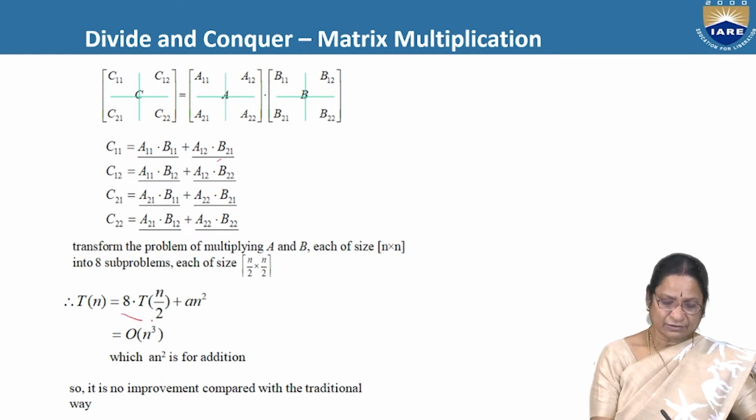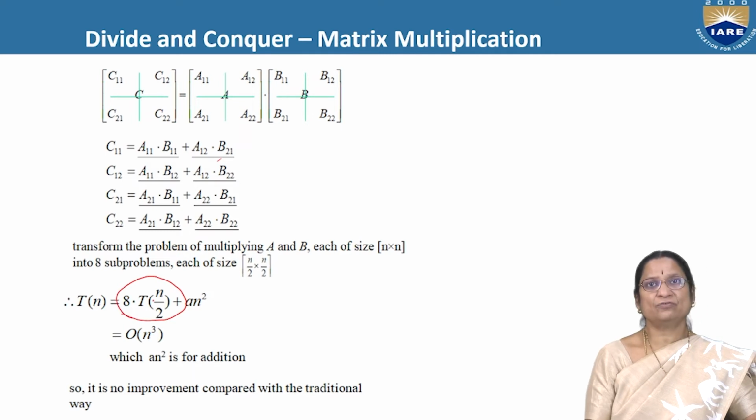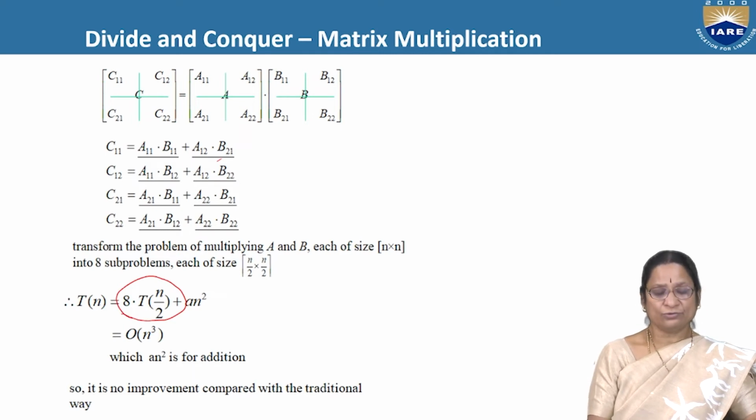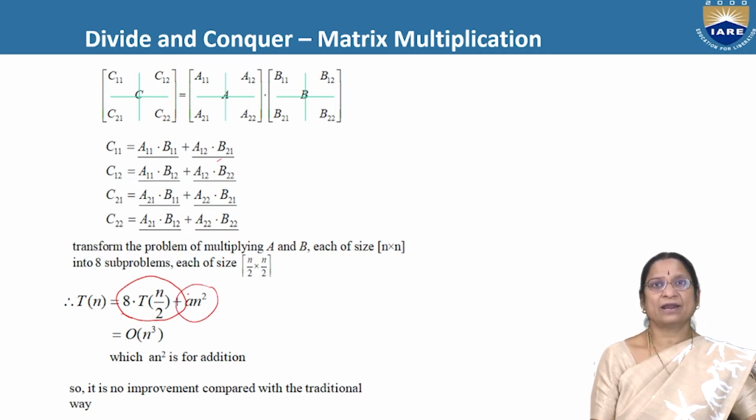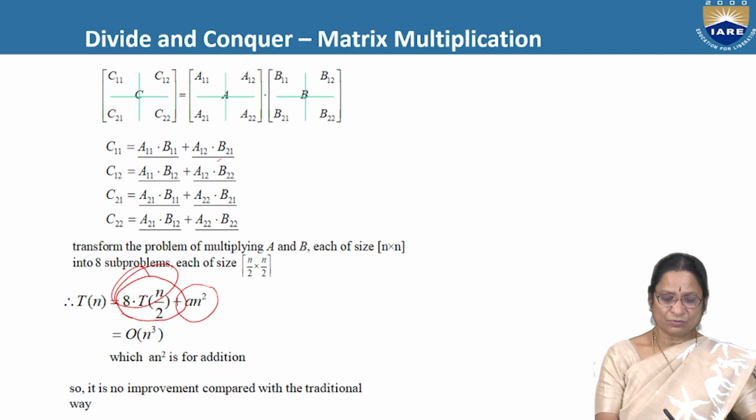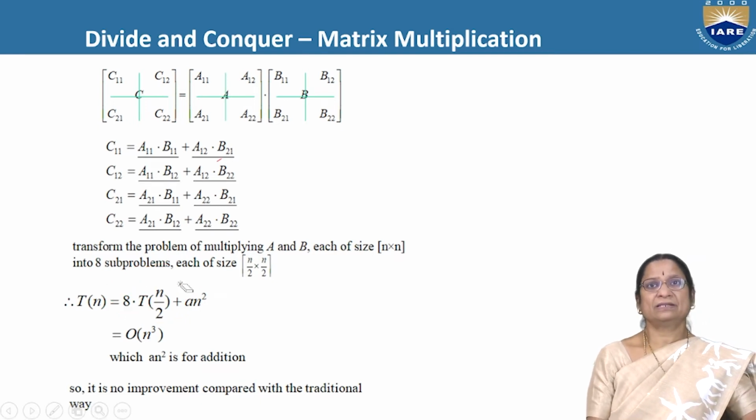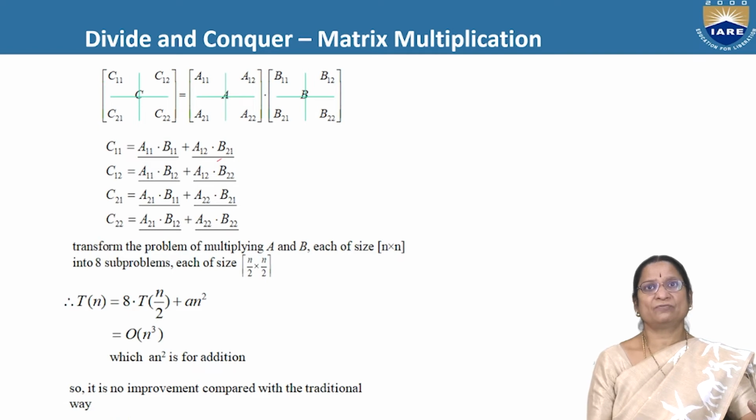So this 8 T of n by 2 means division of each matrix into sub-problems, 8 sub-problems. And this a n square is the time taken for addition of the matrices, where a is a constant. So in this example 4 we are considering, depending upon the size of the matrix, the number of additions can be considered.